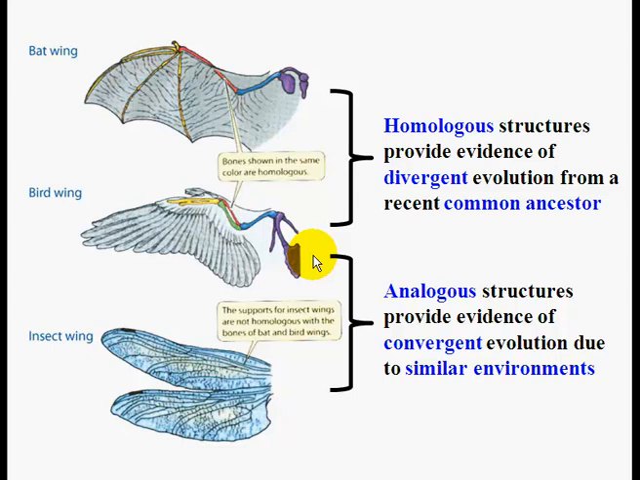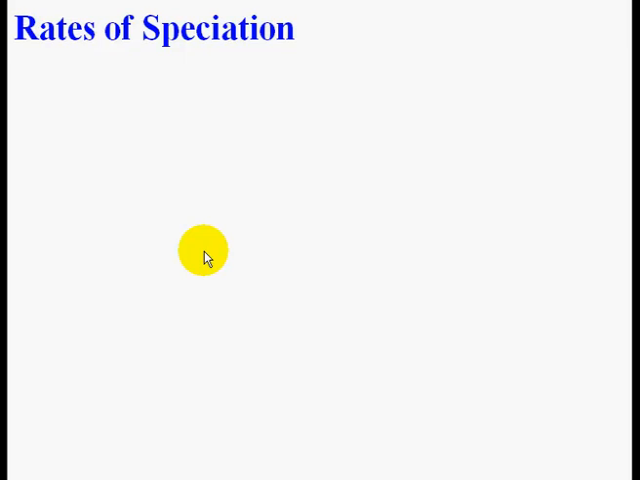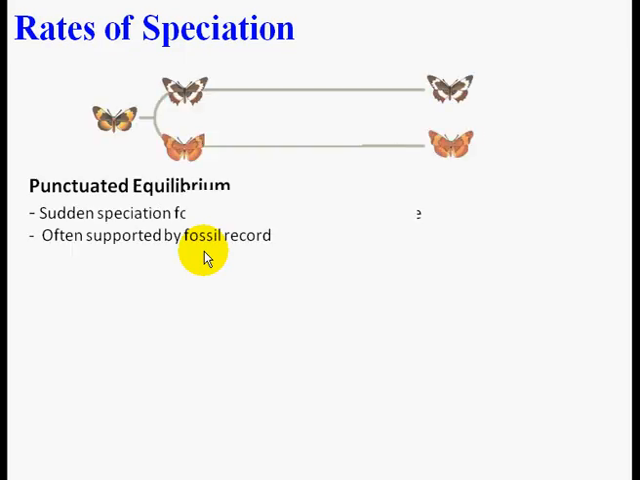And here we see it again with bats, birds, and insects. Bats and birds have homologous structures. The underlying structure is quite similar, showing evidence of a recent common ancestor from which they diverged. But birds and insects have analogous structures. These structures are only superficially similar. Underlying them, the bones are quite different than the makeup of an insect wing, which means that these guys converged due to similar environments.